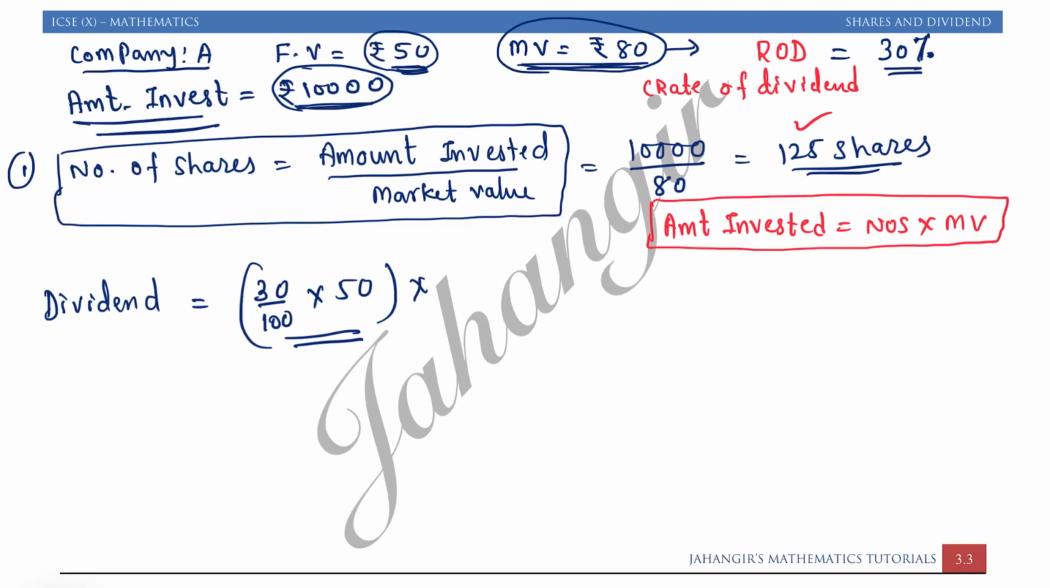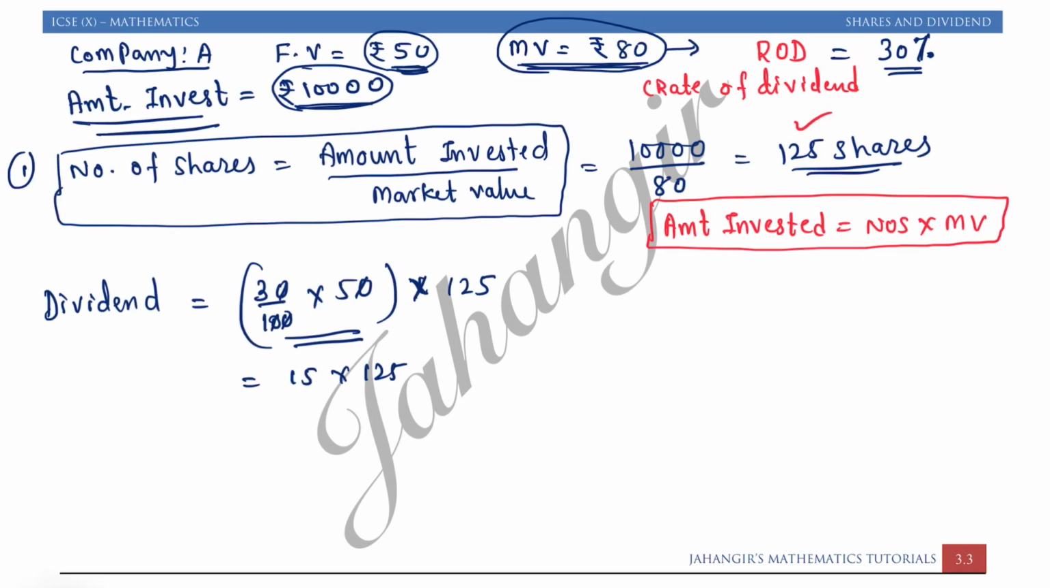Dividend is always calculated on the face value, you have to keep it in mind. If you take it as market value, your sums will be wrong. Some terms you have to memorize. Dividend is always calculated on face value. So 30% of rupees 50, what amount are you getting? On one share I am getting rupees 15. How many shares do I have? I have 125 shares. So 15 into 125.